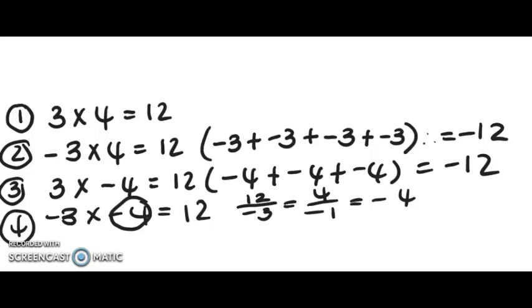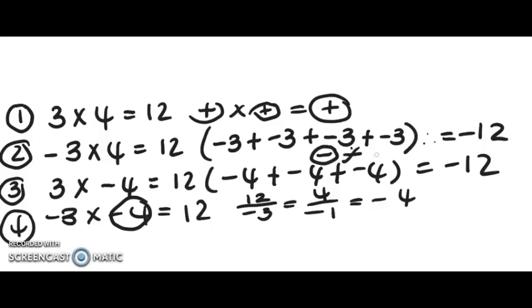As we can see here in question 1, a positive multiplied by a positive will give you a positive. In question 2, a negative multiplied by a positive will give you a negative. And that goes the same for question 3. Question 4, we can see that a negative multiplied by a negative will give you a positive.